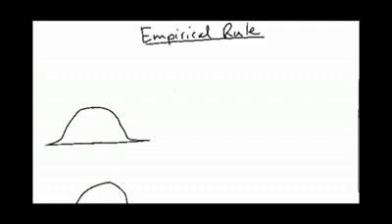Today we're going to be looking at the empirical rule and how it is used to calculate proportions less than, greater than, or in between. So empirically what we're doing is we're dividing the width of the curve into subsections.